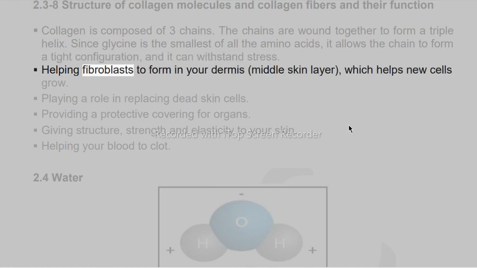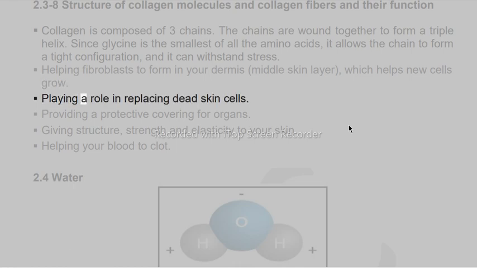Helping fibroblasts to form in your dermis, the middle skin layer, which helps new cells grow, playing a role in replacing dead skin cells, providing a protective covering for organs, giving structure, strength and elasticity to your skin, helping your blood to clot.